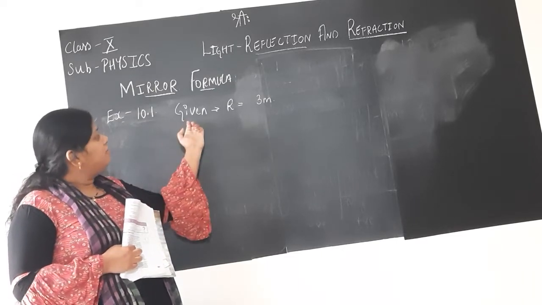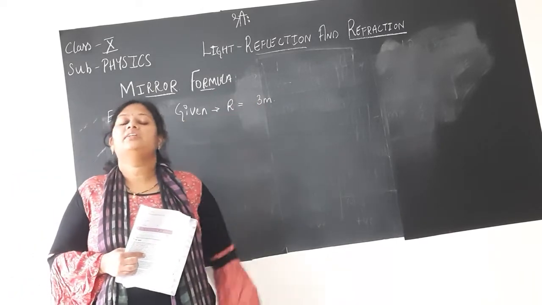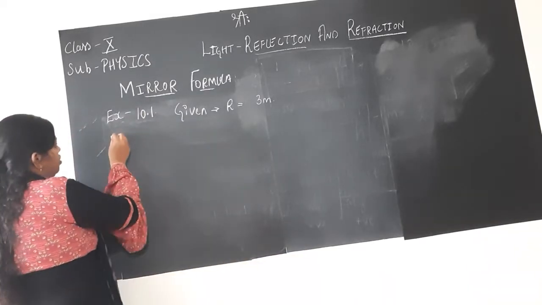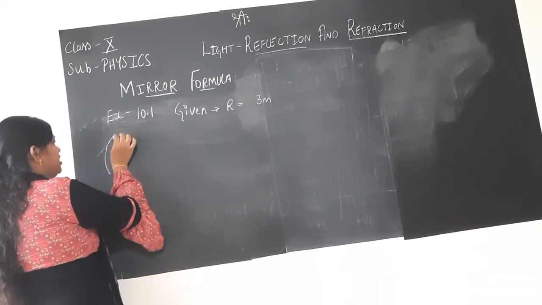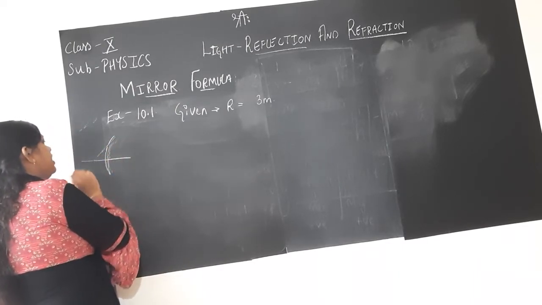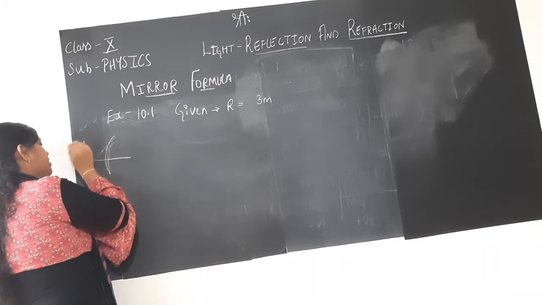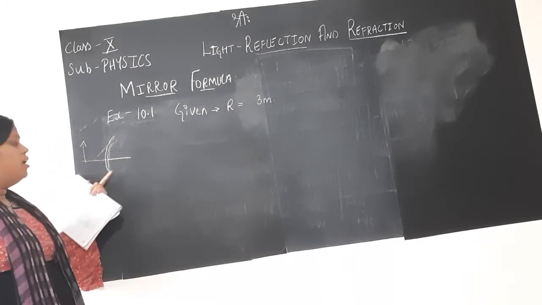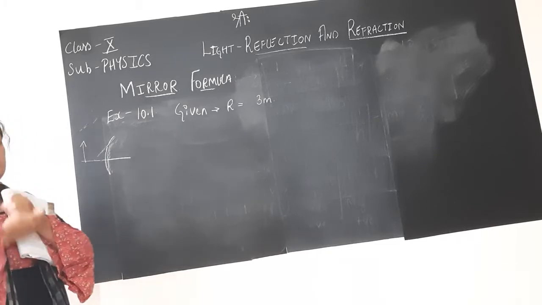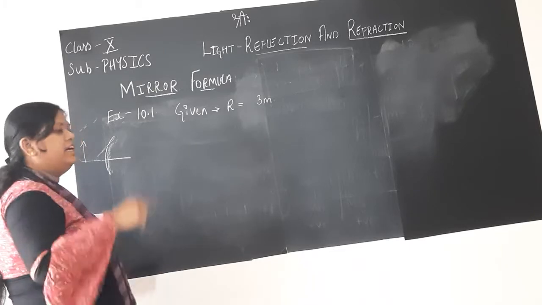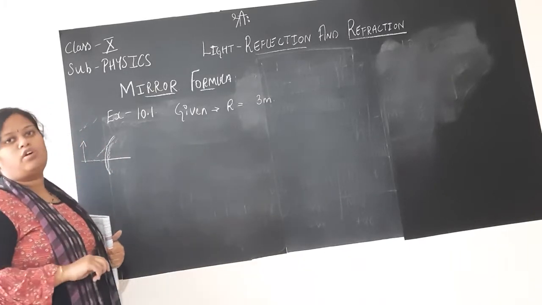So children, the given radius of curvature is 3 meter, but this is a convex mirror. In a convex mirror, the inner part is polished or silvered, whereas the reflection is taking place from the outer curve of the mirror, isn't it? So the inner side is polished. Whenever you read the question, children, roughly draw the ray diagram there, then you will not go wrong.